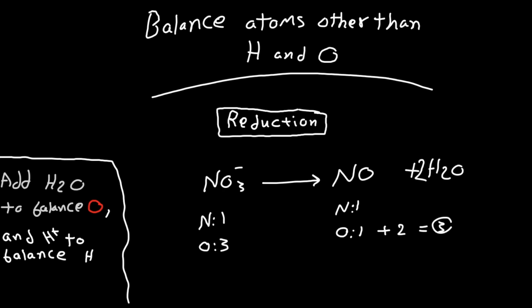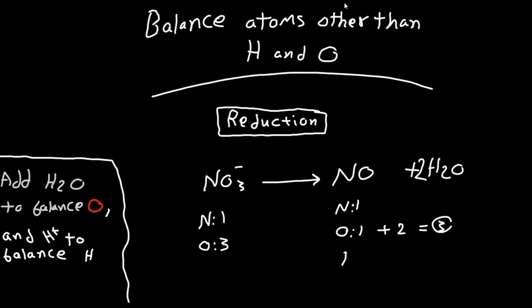Now oxygen is balanced. But now I introduced a new element, hydrogen. We have 2 times 2, so we have 4 hydrogens over here. And on this side, we don't have any hydrogens. To balance the hydrogen, you need to add H plus. So you are going to add 4 H plus. So now the equation is balanced.